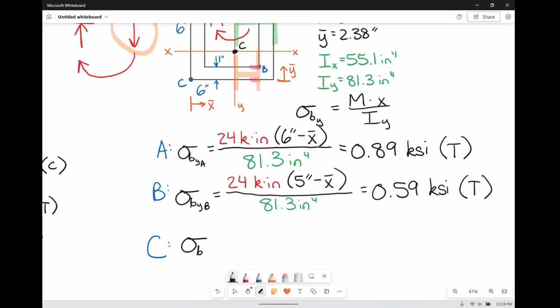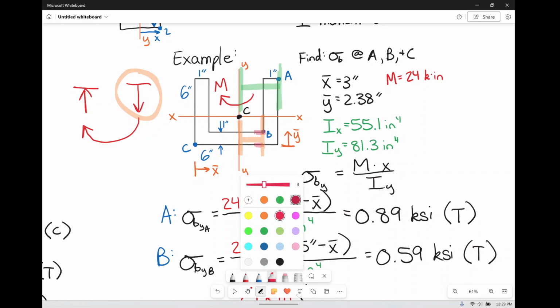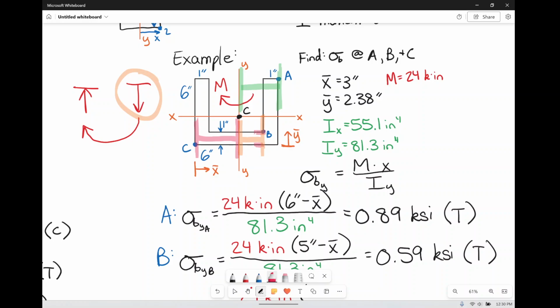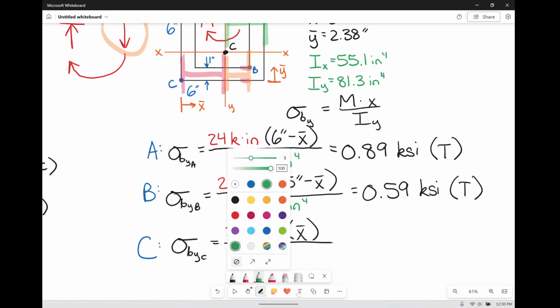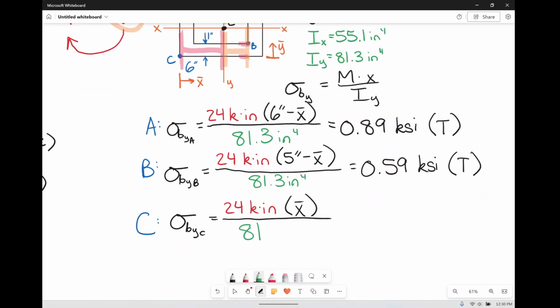And last but not least, we're going to do the same thing for point C. So point C, bending stress about the y direction at point C is going to be equal to M, which is still 24 kip inches for this problem. The distance this time that C is to the neutral axis, well, that is just x bar. Divided by I, and I again 81.3 inches to the fourth. And what we get is 0.89 KSI.